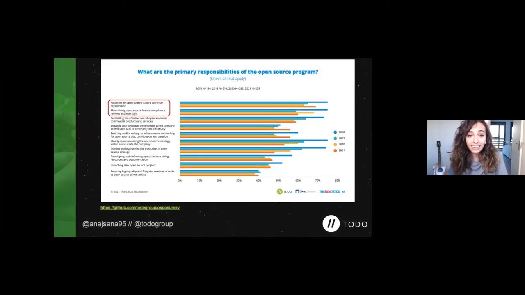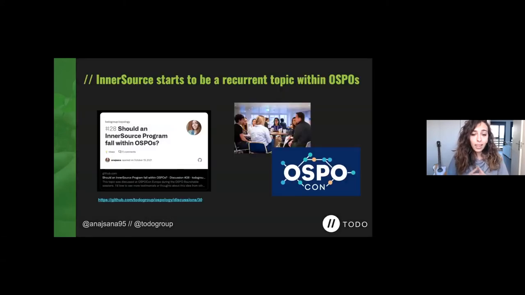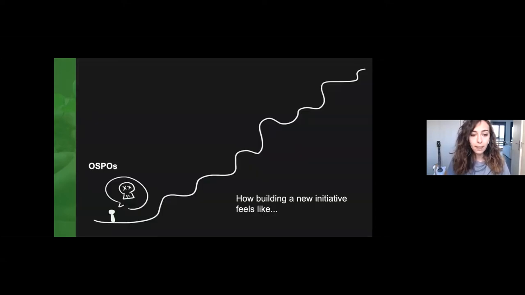And saying that, it's not surprising to see that one of the questions we ask in the survey is: what are the primary responsibilities of the open source programs? The first two are related to fostering an open source culture within an organization, which has a lot to do with InnerSource, and maintaining open source license compliance reviews and oversight. And there was also a tremendous topic around InnerSource in OSPOCON.